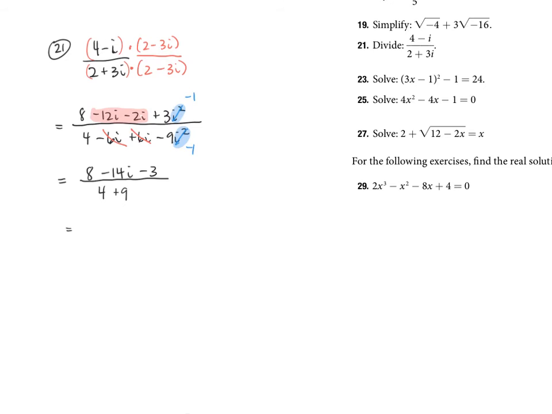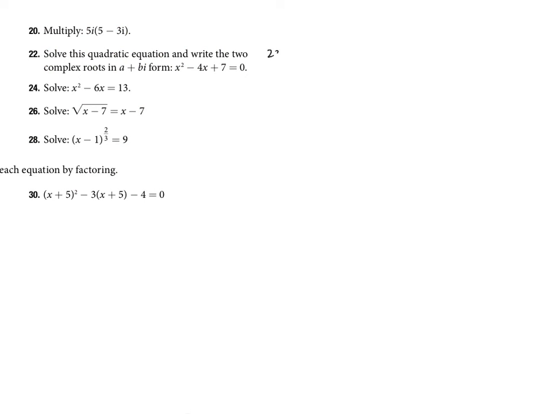So we're going to end up with, here we have other like terms, 8 minus 3, which is 5, minus 14i all over 13. And now your last step is to separate your real and imaginary parts. So you'll have 5 over 13 minus 14 over 13i. That is complete for number 21.